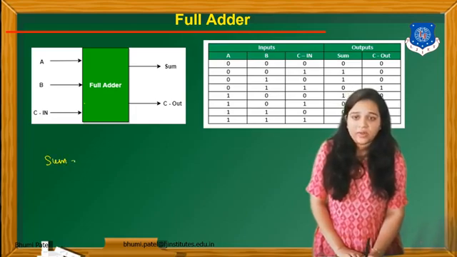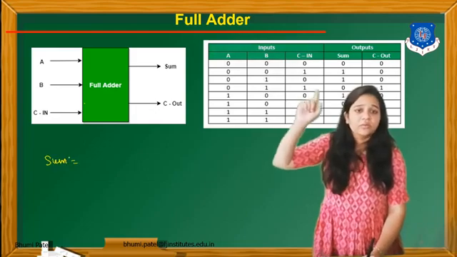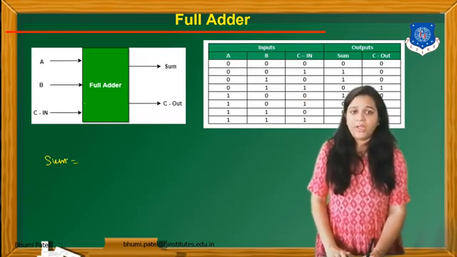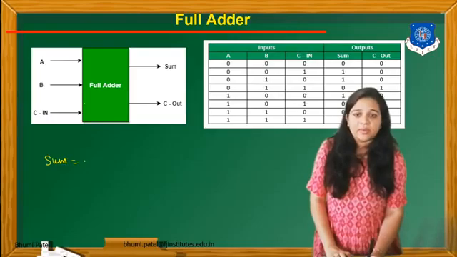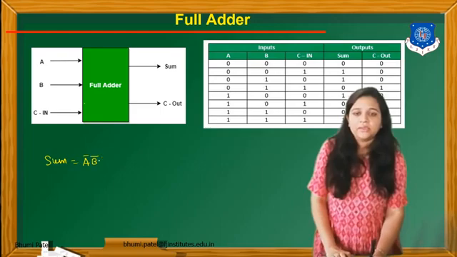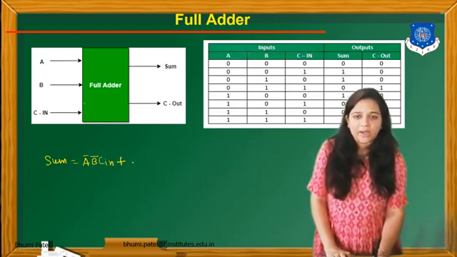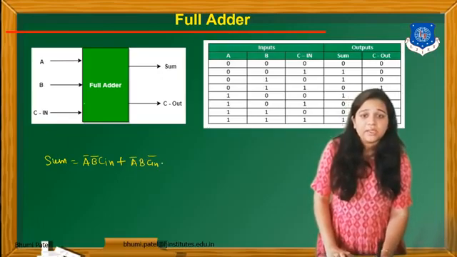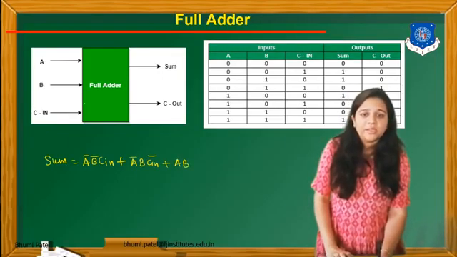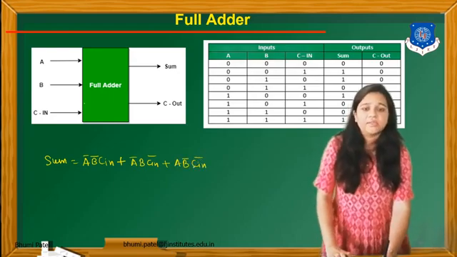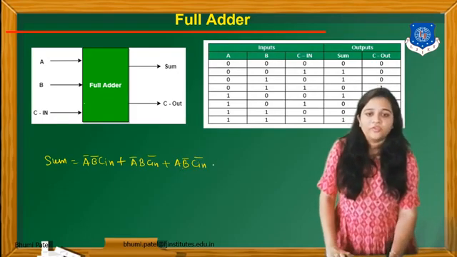So the sum is equal to, first at the second input the sum will be high. So we can write the equation in this manner: A bar, B bar and C in plus the next is A bar, B, C in bar. Okay, this is my second. Third one is A will be high and B bar and C in are low, and the fourth one is A, B, C, all of these high.